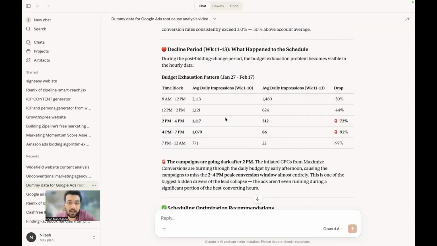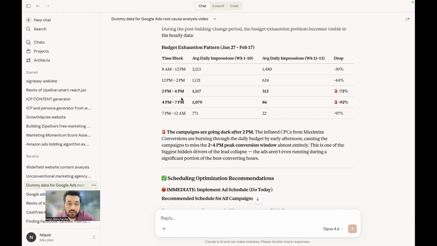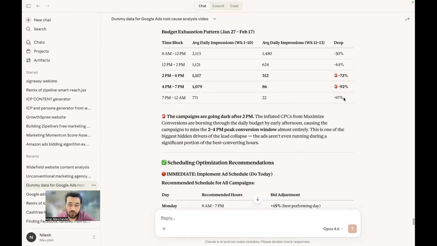This is from January 27 to February 17. If you looked at the previous video that we've done, then you'll know this dummy data is where we see a decline in performance in this particular time frame, and it's pointing out something very extraordinary in this as well. 2 to 4 p.m., 4 to 7 p.m. We've basically seen a tremendous drop, 72%, 92% drop, right?